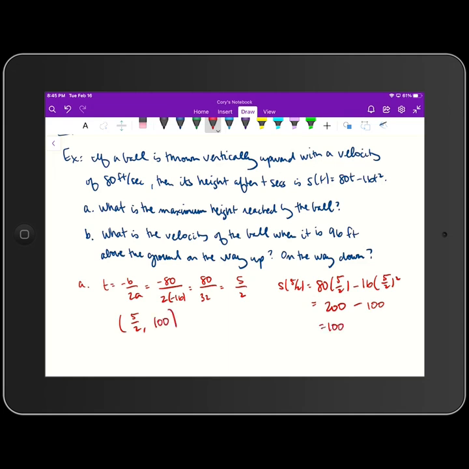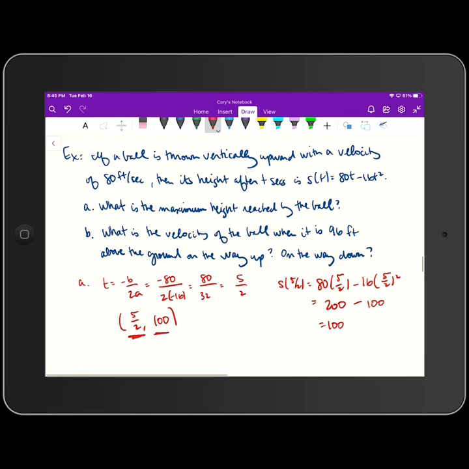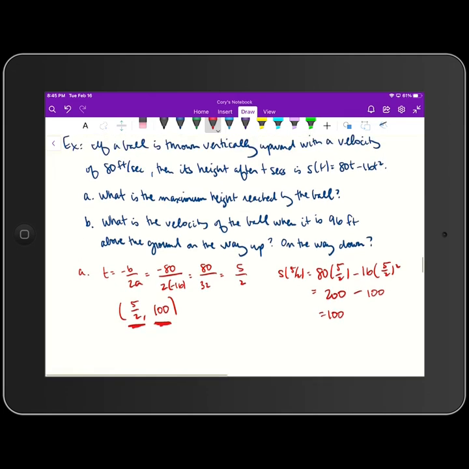So this first coordinate gives us the time when the ball reaches its maximum height, and the second coordinate gives us the height at that time. So the maximum height reached by the ball here is going to be 100 feet. That's one way of working this problem out, not utilizing any calculus at all, and that's a totally valid approach for part A.